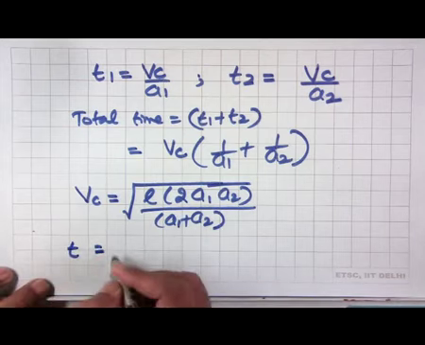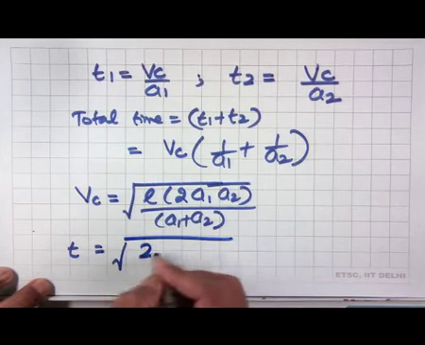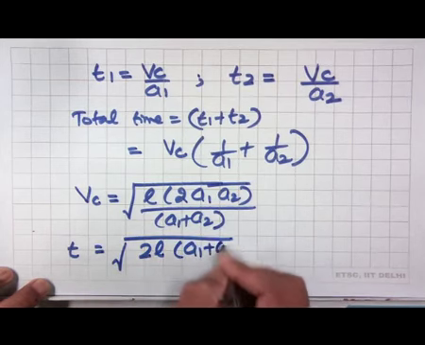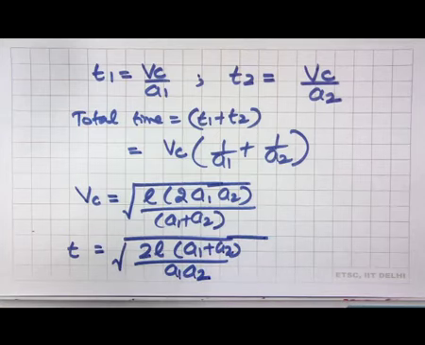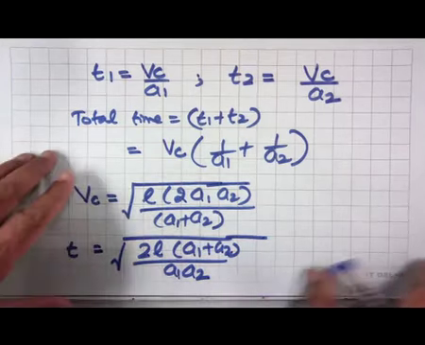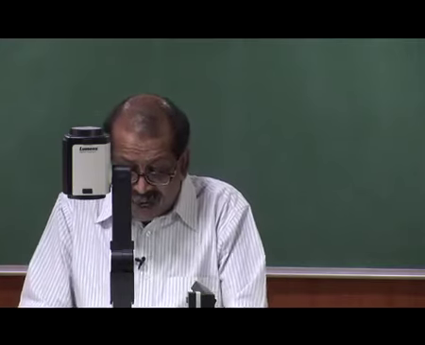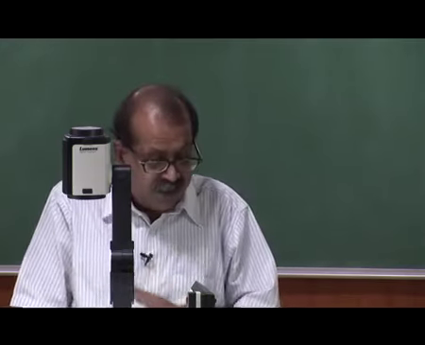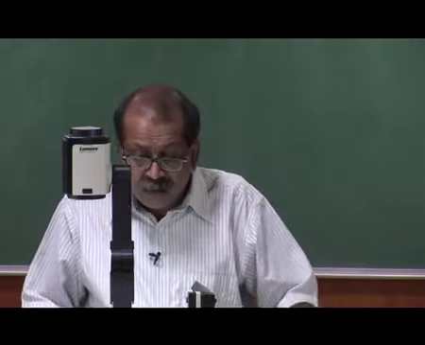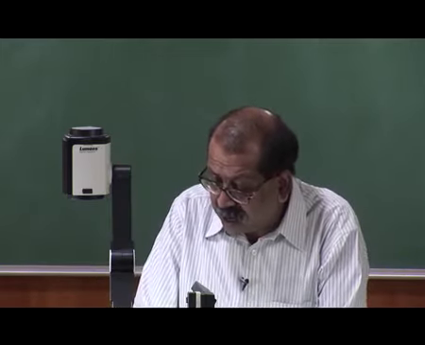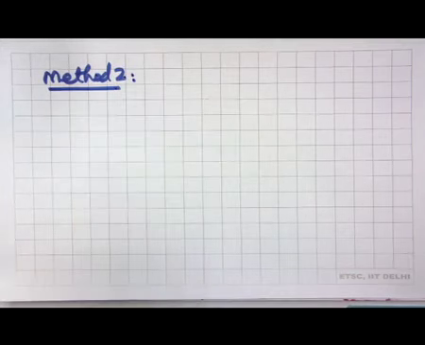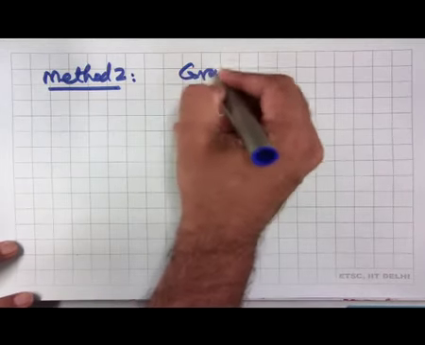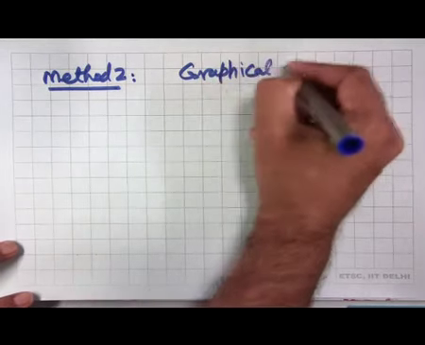Once we simplify, we get T equal to the square root of 2L (A1 plus A2) divided by A1 A2. In problems like this, you have to see what is given and what is asked for and work out accordingly. Now, for the same problem we can have a second method of solving, and that is to solve it using the graphical method.